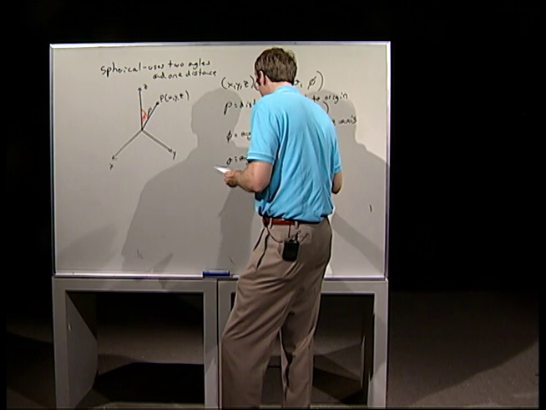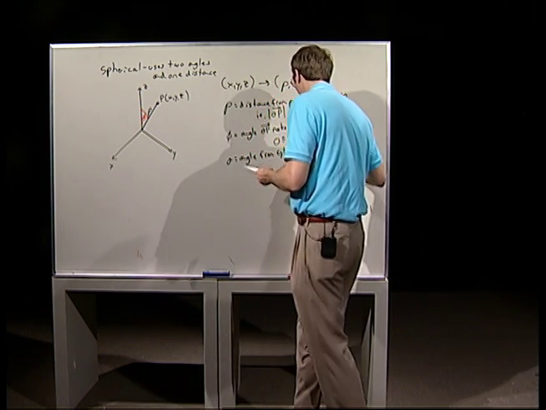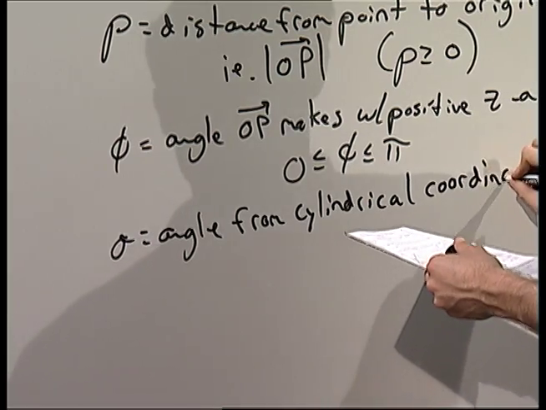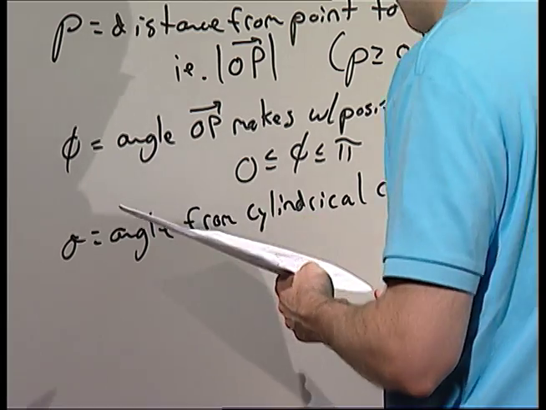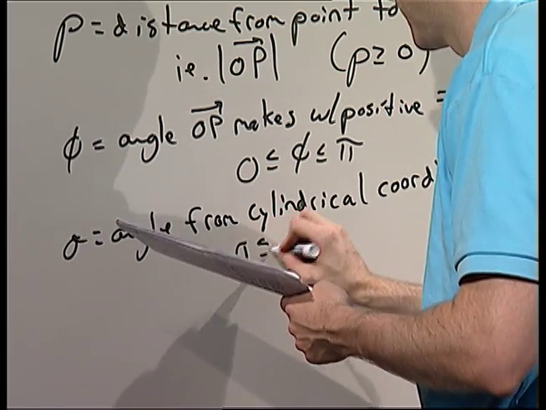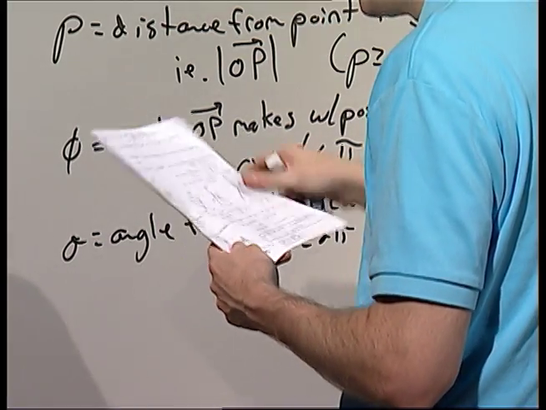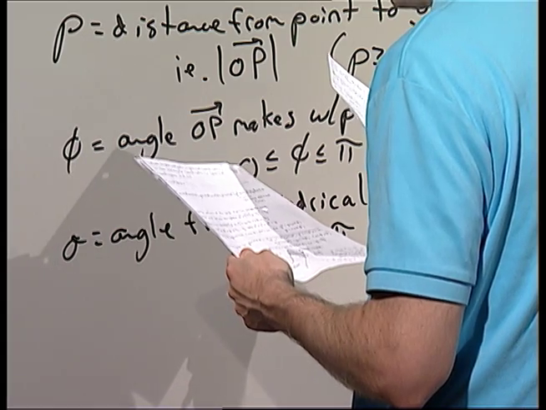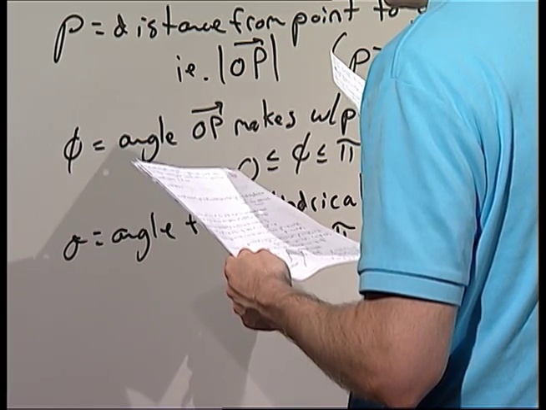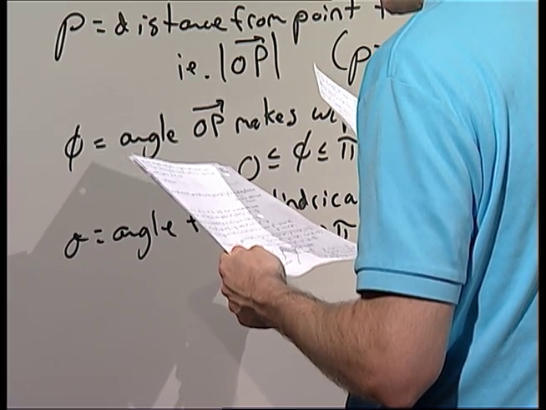This is the angle from cylindrical coordinates. And of course, that can range between 0 and 2 pi.